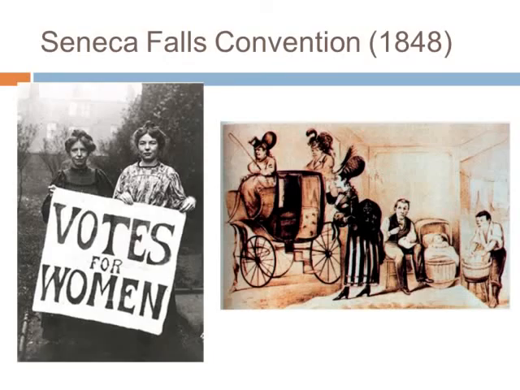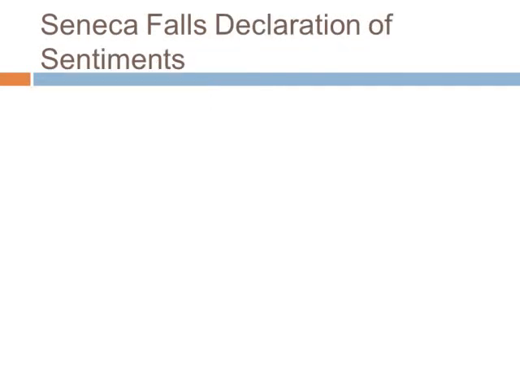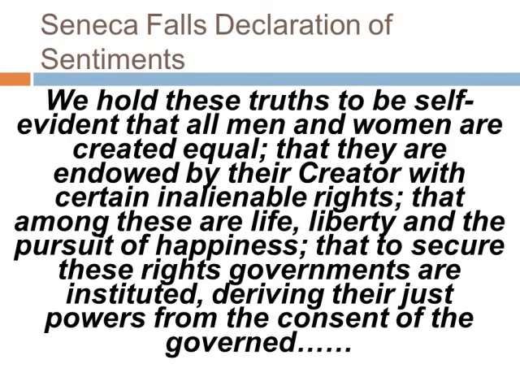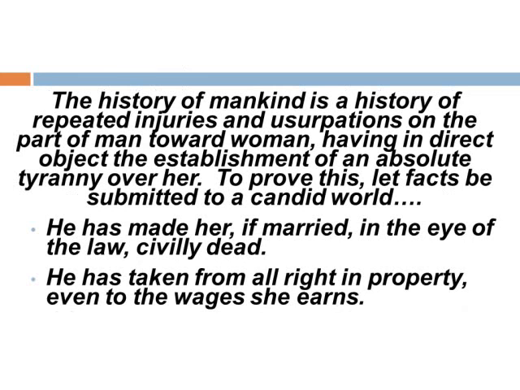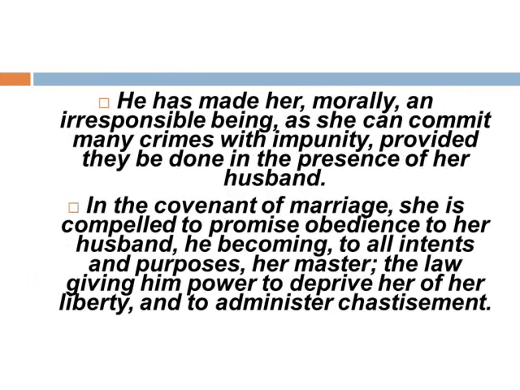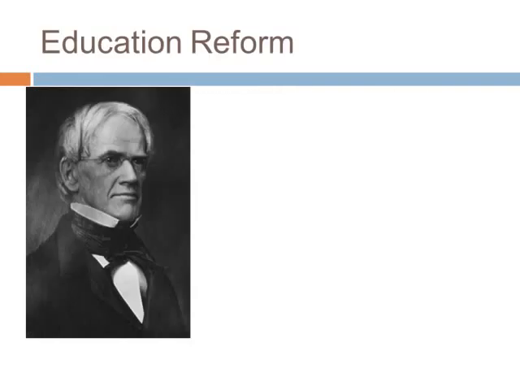So you have the Seneca Falls Convention. Here they are. And they write the Declaration of Sentiments saying that women should be equal to men, that all men and women are created equal. That men took away their rights, and marriage was a form of slavery.